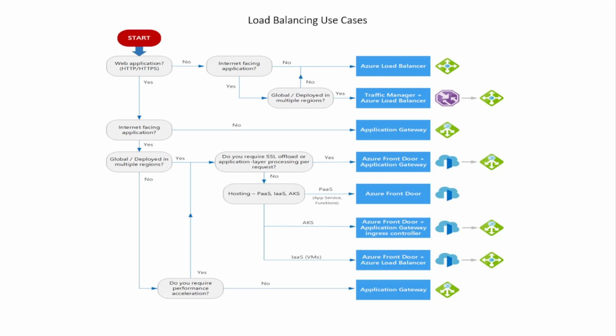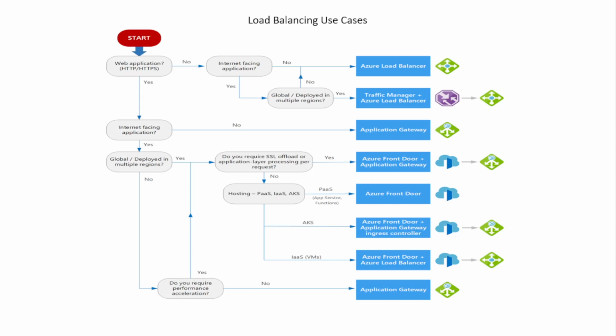When we consider the traffic, we first of all need to know what kind of traffic it is. If it is not HTTP or HTTPS, we immediately think about a load balancer, not an application gateway. The next question is whether it is an internet facing application. If it is not, you can simply have a load balancer, internal or external, but it is not internet facing. But if it is internet facing, you can deploy a Traffic Manager ahead of a load balancer.